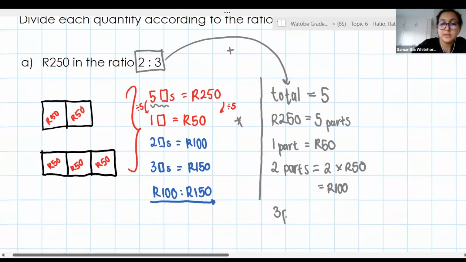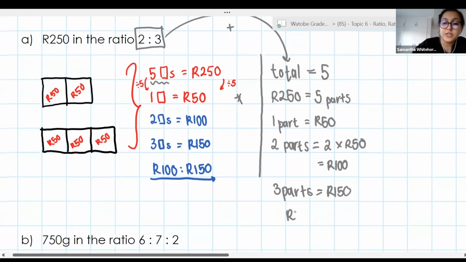And 3 parts is 3 times 50, which gives us 150 Rand. And so again, we've got the same ratio. 100 Rand is to 150 Rand. Now, this method is very much like the block method, just without drawing the blocks.